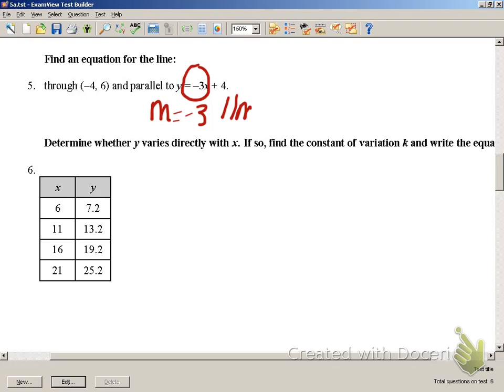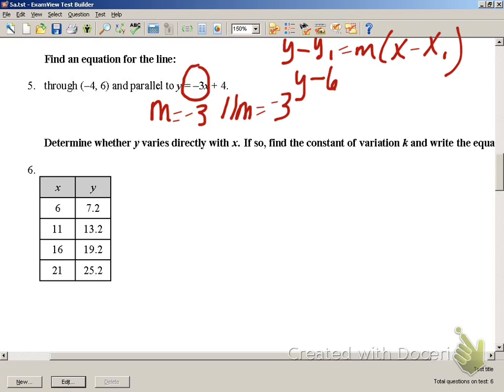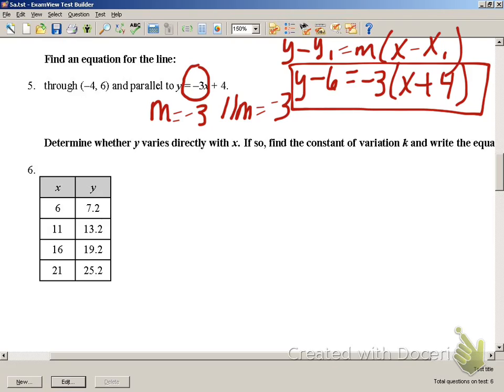So my parallel slope is the same, negative 3. I have a point and a slope, so I'm going to use point-slope form: y minus y1 equals m times x minus x1. My point is negative 4, 6. So y minus 6 equals negative 3 times x minus a negative 4. It doesn't tell me what form to write it in, so technically we're done. Y minus 6 equals negative 3 times x plus 4.